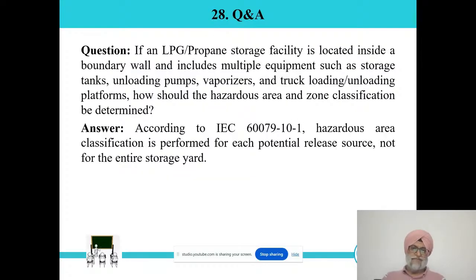Now, question number 28. If an LPG propane storage facility is located inside a boundary wall and includes multiple equipment such as storage tanks, unloading pumps, vaporizer, and truck loading/unloading platform, how should the hazardous area and zone classification be determined? According to IEC 60079-10-1, hazardous area classification is performed for each potential release source, not for the entire storage yard. So it may be possible that the hazardous area from one equipment may overlap with another, but that is the only option: you have to check for each and every equipment.